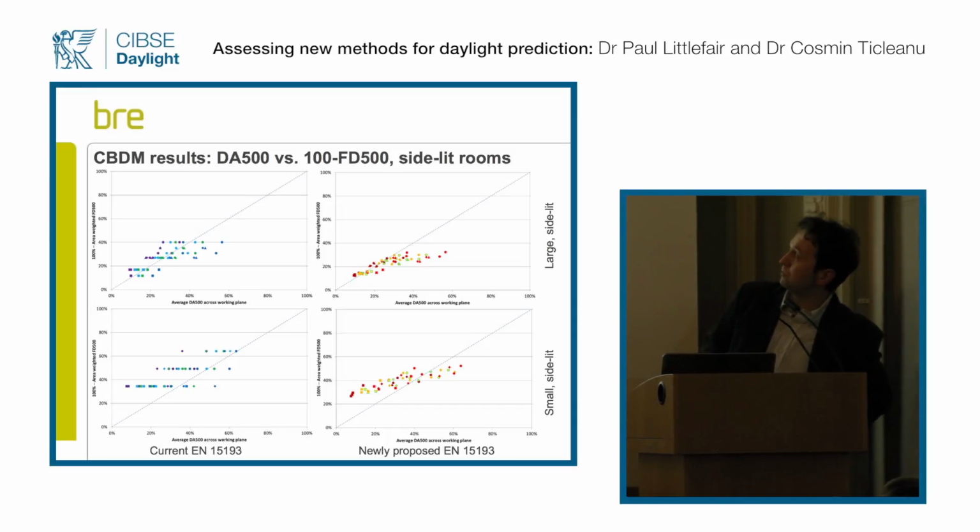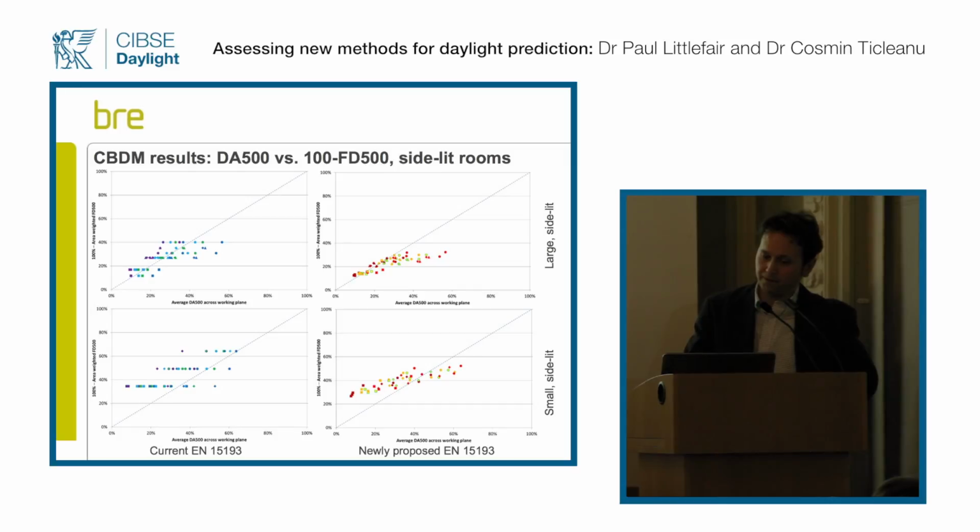Whilst for the small rooms, the situation was completely different. It was the other way around. So you have higher prediction of daylight availability using the European standard method compared to the DA. And that's for the average daylight autonomy across the working plane.